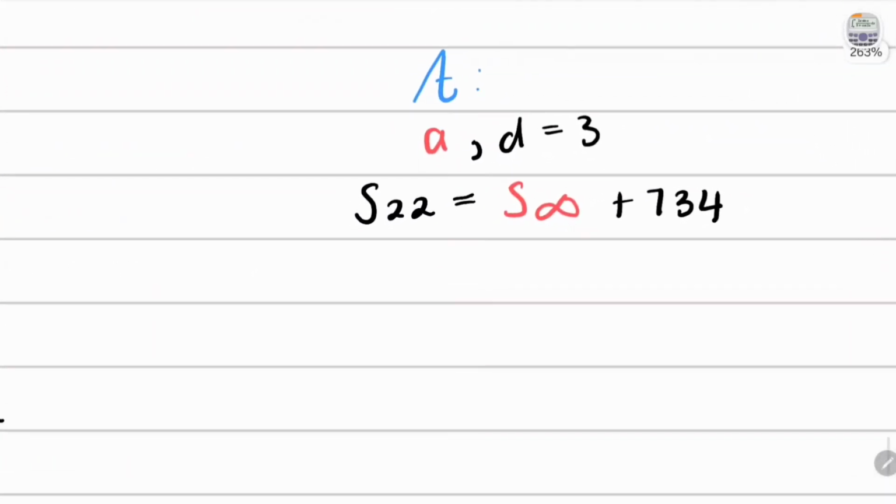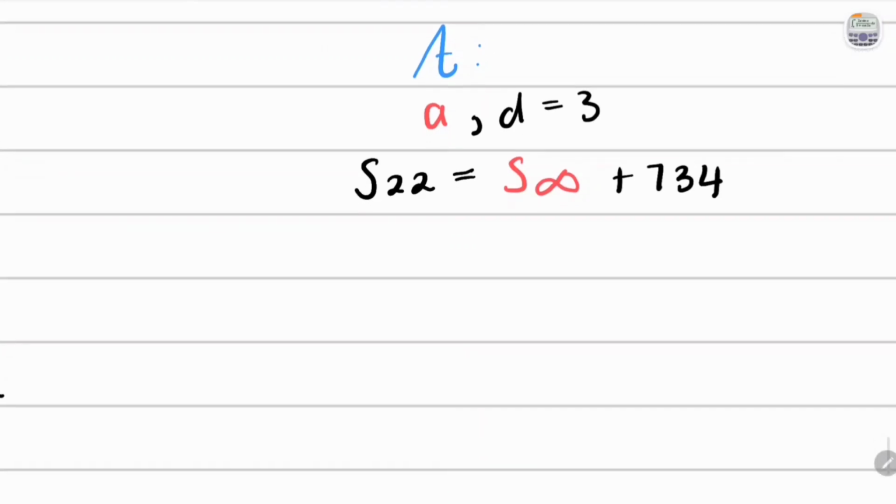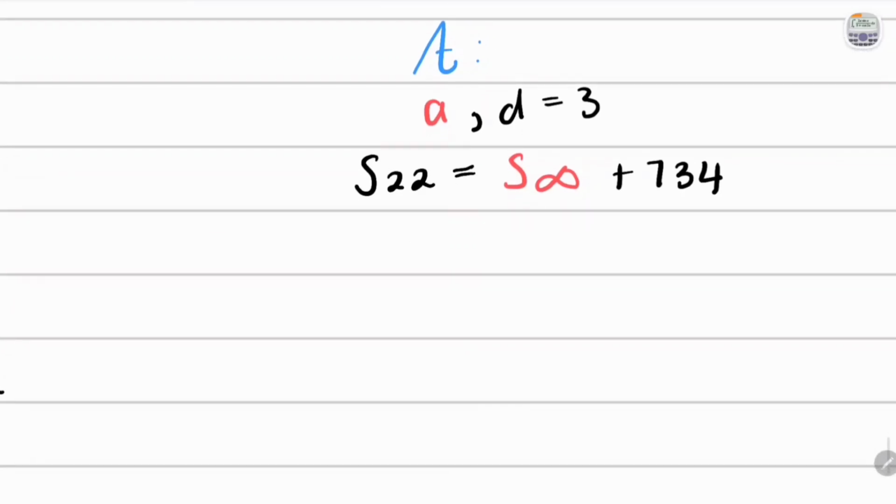Okay, so here we have the sum of 22 terms. So we need the sum of series formula. So that is S_n, which is S_22, is equal to n over 2, but we know n is 22, so 22 over 2.